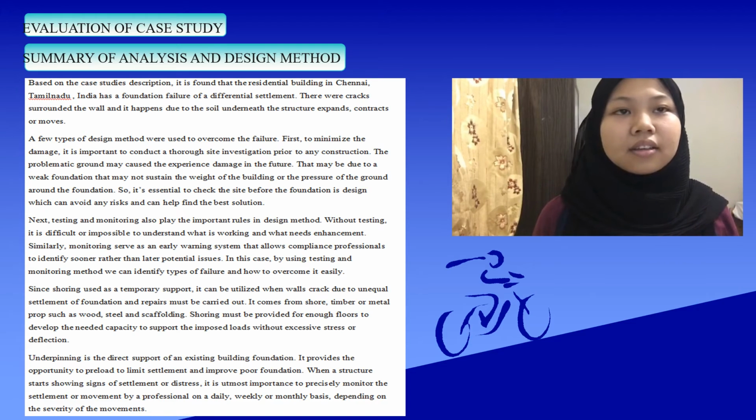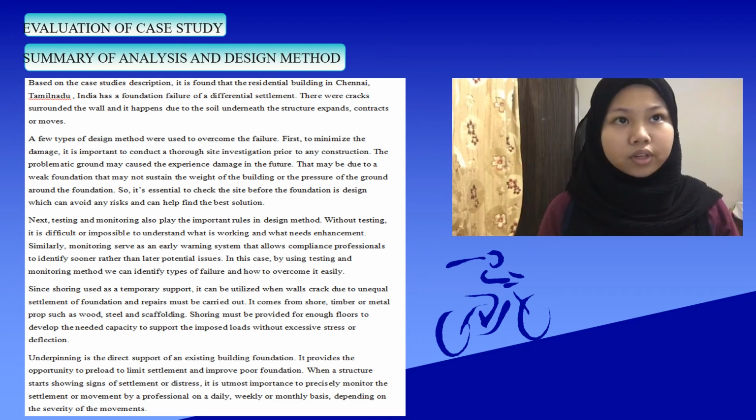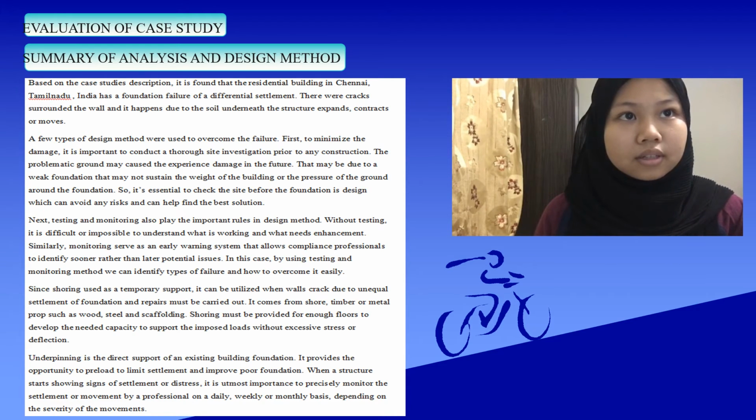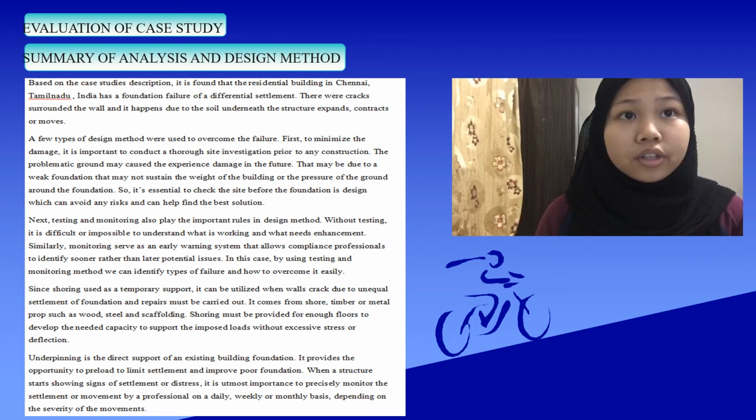Next, testing and monitoring also play important roles in the design method. Without testing, it is difficult or impossible to understand what is working and what needs enhancement. Monitoring serves as an early warning system that allows compliance professionals to identify potential issues sooner rather than later. In this case, by using testing and monitoring methods, we can identify types of failure and how to overcome them easily. Since shoring is used as a temporary support, it can be utilized when walls crack due to unequal settlement of foundation and repairs must be carried out.